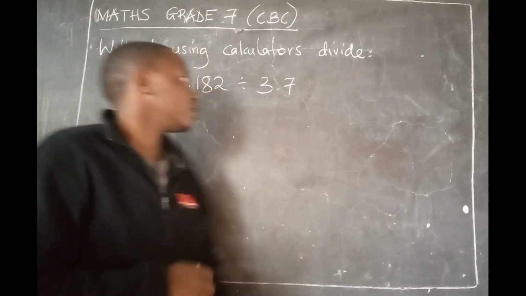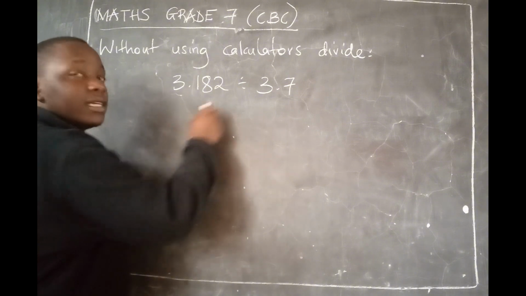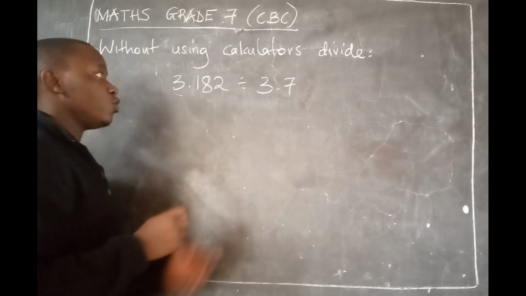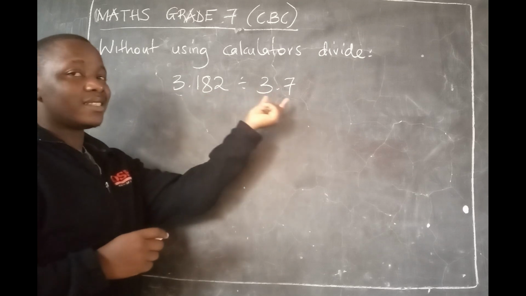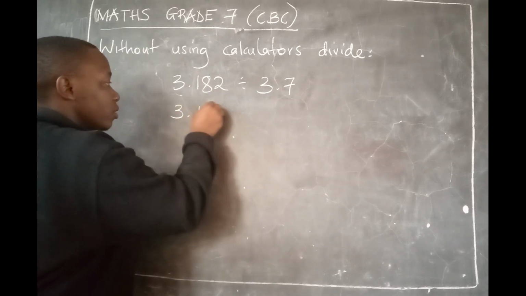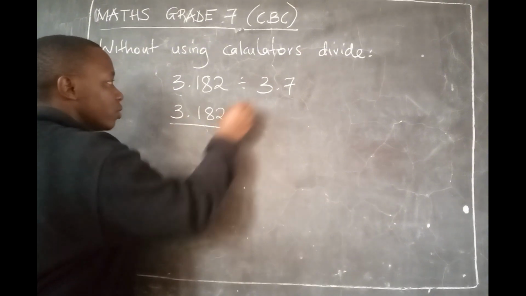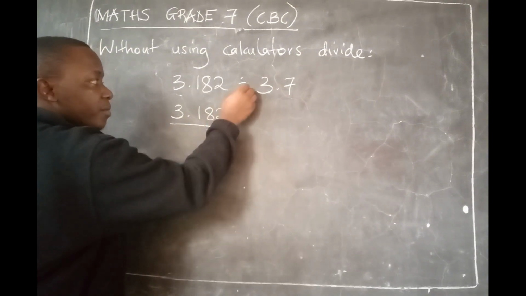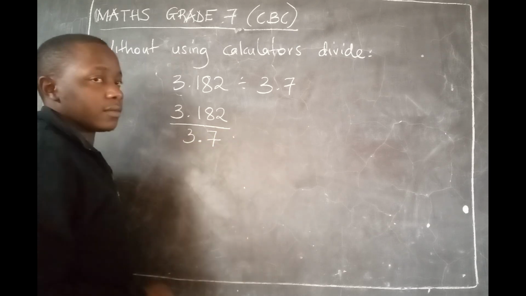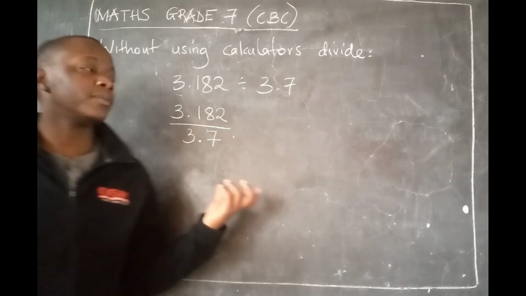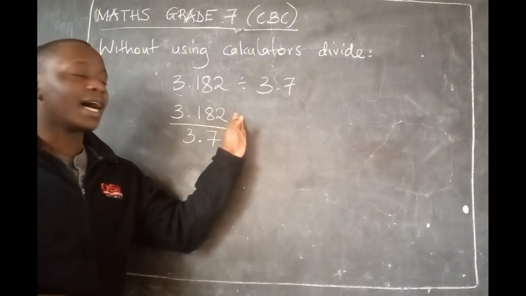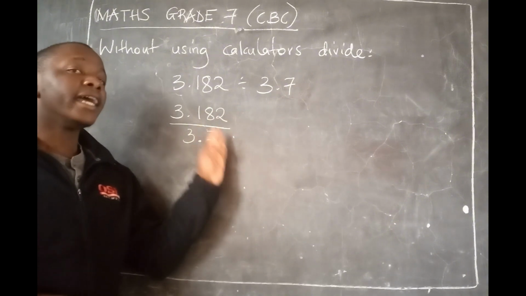Now what you do is just say this division is the same as over. So you make this the numerator and you make this the denominator, which will be 3.182 over, over means division, 3.7.